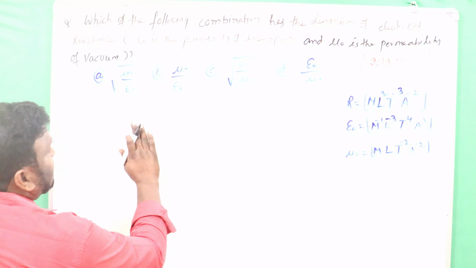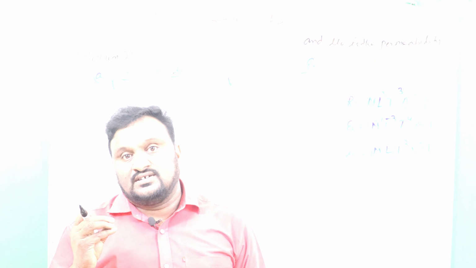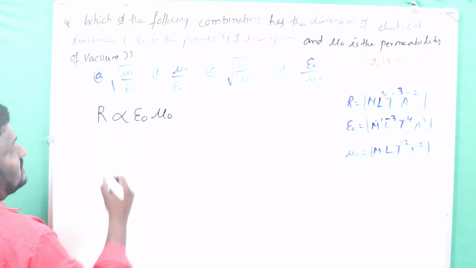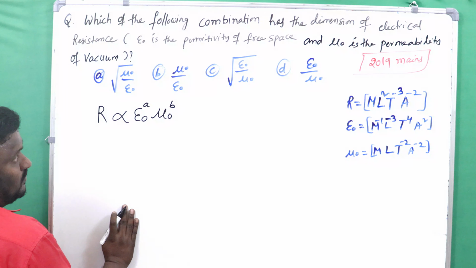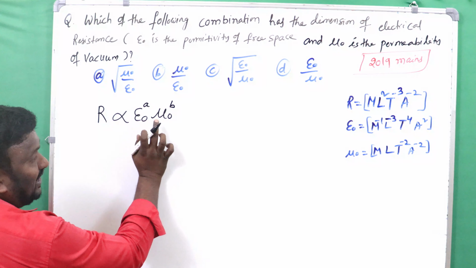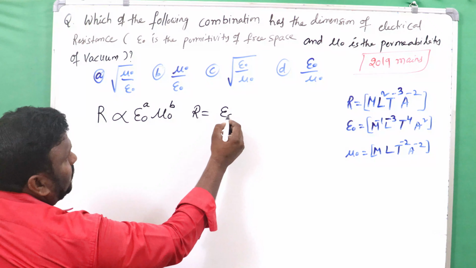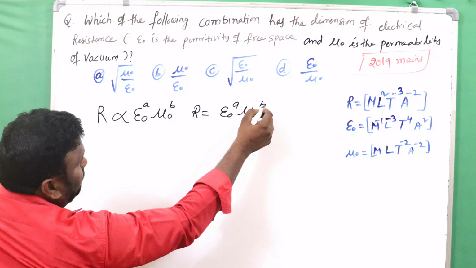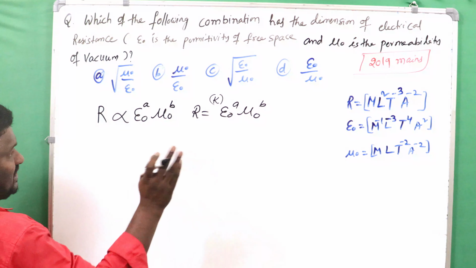Now in this case, we have to use the application of dimensional analysis. The given quantities are R, epsilon naught, and mu naught. How are these related? These are directly proportional. We write epsilon naught to the power of A and mu naught to the power of B, since we don't know the dimensions of epsilon naught and mu naught. By using some constant, we can write constant into epsilon naught to the power of A and mu naught to the power of B. The constant may be a dimensionless quantity, so we can neglect it.